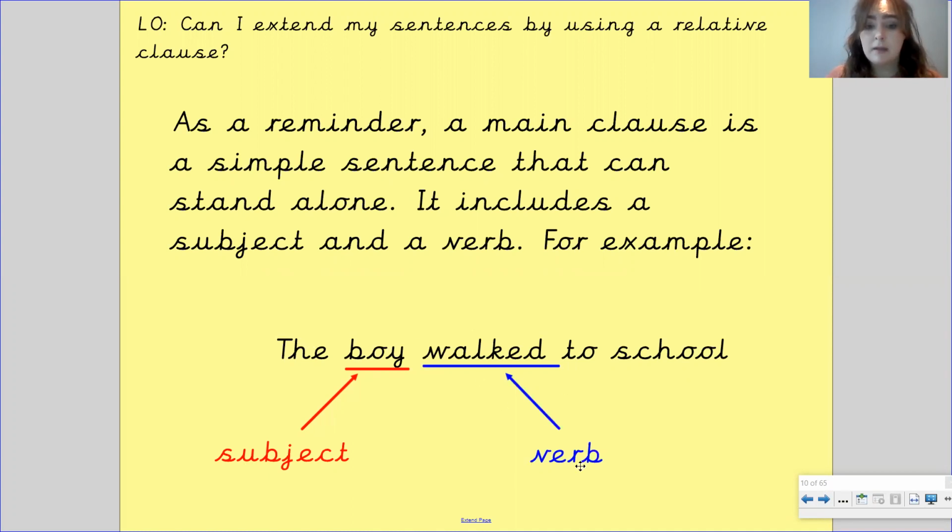Now, as a reminder as well, a verb is a doing word. It is a word that explains an action. So walked is a doing word. And the way I remember whether or not something is a verb is I ask myself if I can do it. If I can't do it, it's not a verb.